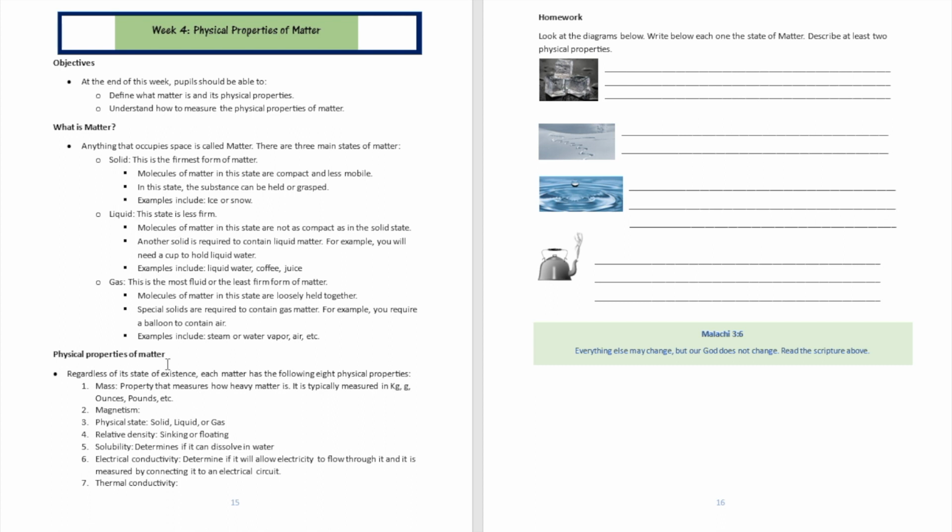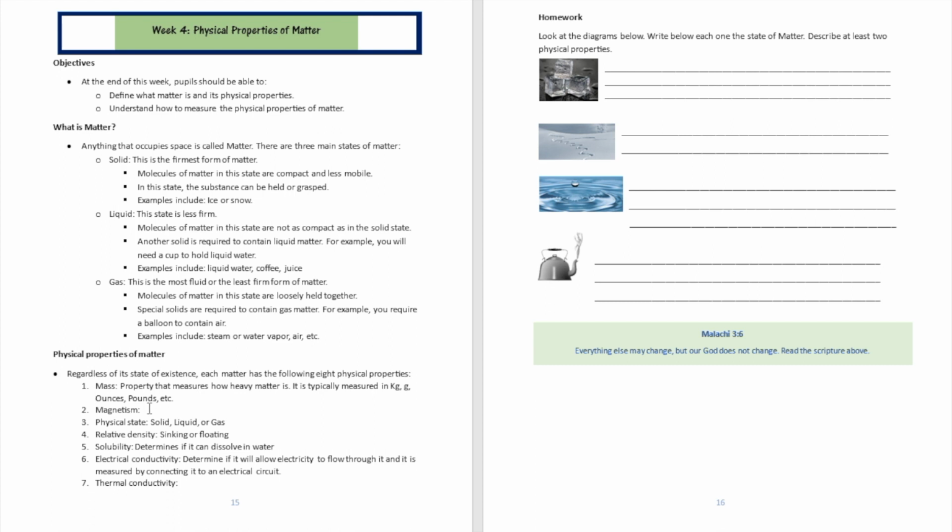All right. Then talking about physical properties of matter, regardless of its state of existence, each matter is going to have the following physical properties. What are those properties? Properties, for example, like mass, which is going to measure how heavy matter is. And mass is going to be measured in terms of kilograms or grams or ounces or in pounds. So in the United States, we still use ounces and pounds to measure how heavy an object is. But in other parts of the world, they want to use things like grams and kilograms.